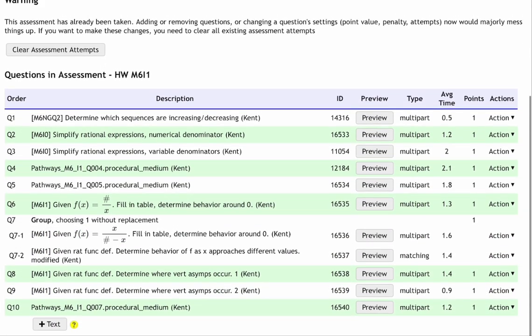So this is the 6-1 homework. It has been moved to be done Monday at 11:59 p.m. We had a question. I'm going to start with problem number 4.